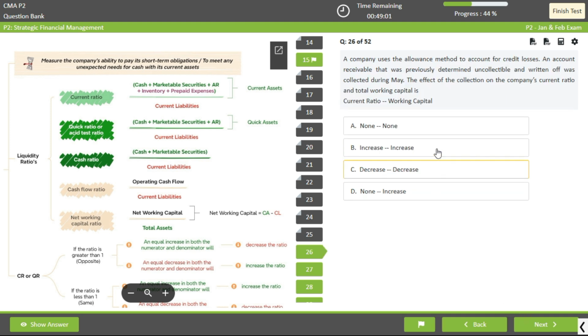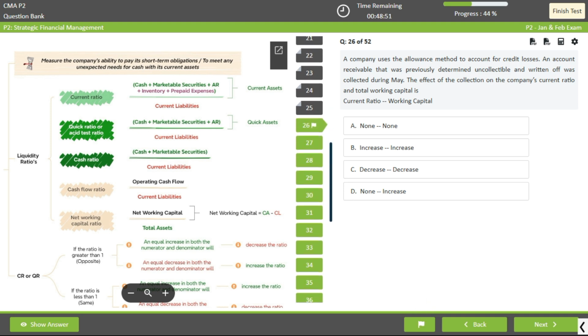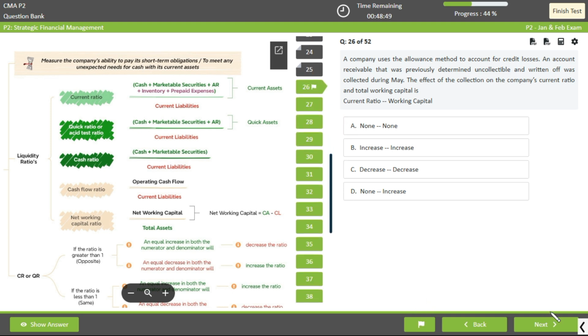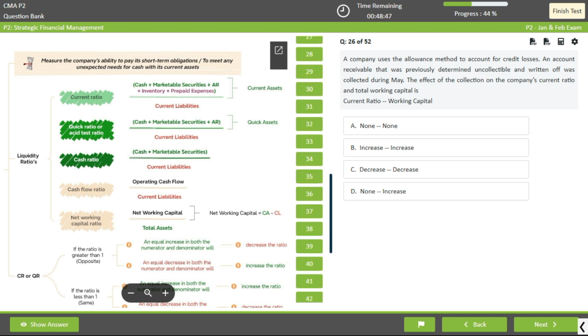Next, a company uses the allowance method. This is also one of the difficult questions, so let us flag this question and we'll come back to it later on. Some questions are left.